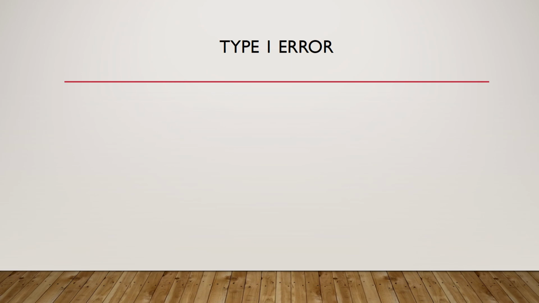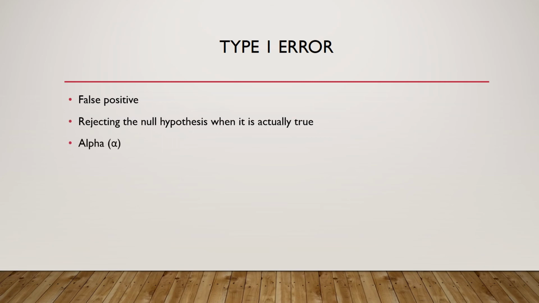So what is a type 1 error? A type 1 error is a false positive. Type 1 error is rejecting the null hypothesis when it is actually true. The alpha symbol is usually an indicator for a type 1 error in any research article.